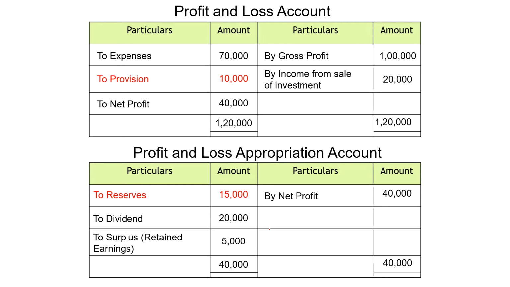Therefore, what we have noticed in this example is that provisions are created before the calculation of net profit, but reserves are created after the determination of net profit. Also, provision is debited in profit and loss account, whereas reserves are debited in profit and loss appropriation account.